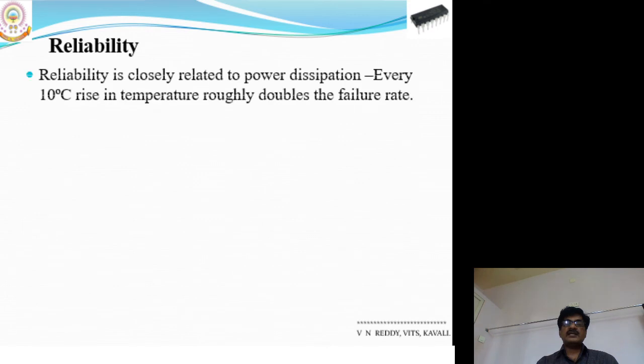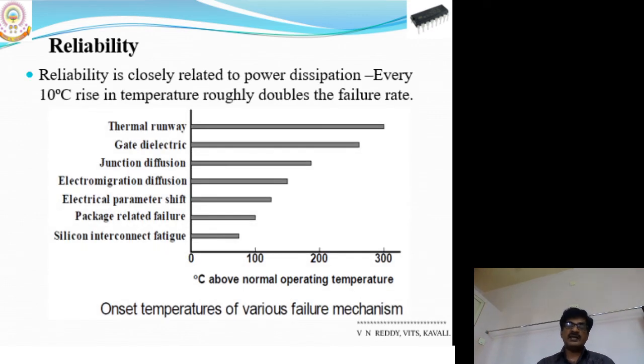Another reason is reliability. Reliability means perfect operation. By increasing the power consumption, the heat will be increased. Because of heat, some components may burn. If the components burn, we can't expect the result that we desired. These are the various reasons for reducing the reliability.